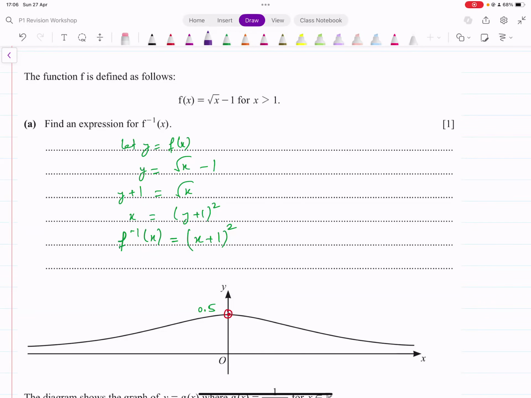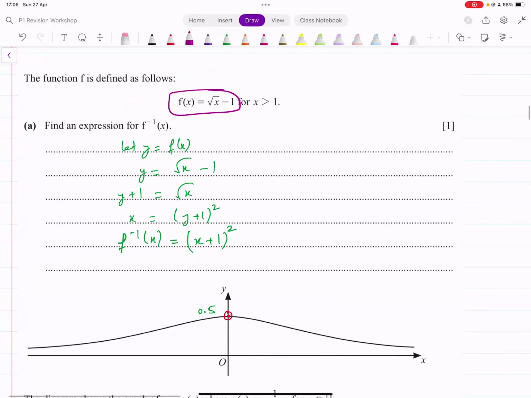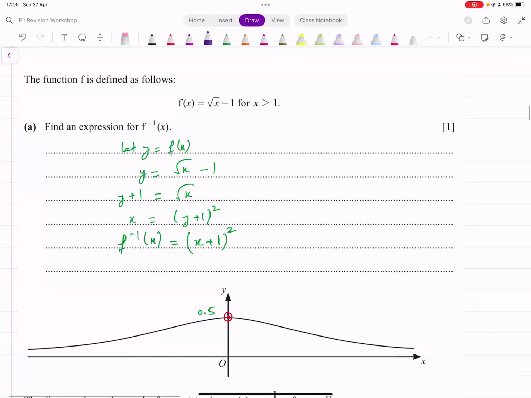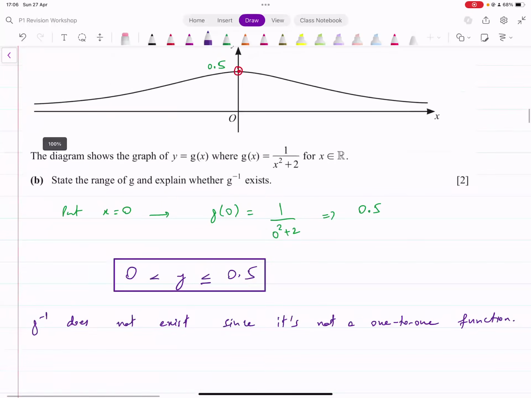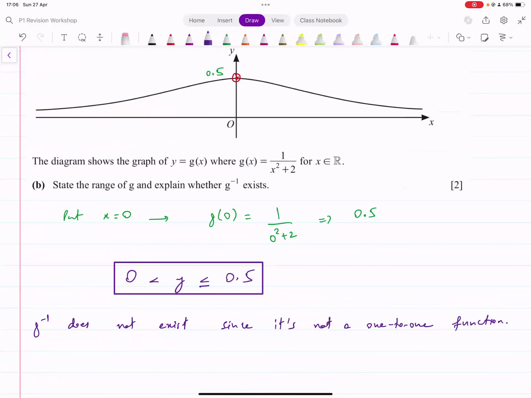Okay. All right. The function f is defined as follows. f of x is equal to square root of x minus 1 for x greater than 1. That's a function that we've got. Now, find an expression for f inverse of x. Now, that's fairly straightforward. Now, let's think about this part. It says the diagram shows the graph of y equals g of x, where g of x is equal to this. Now, we've got a graph of this function. This is the reciprocal function.